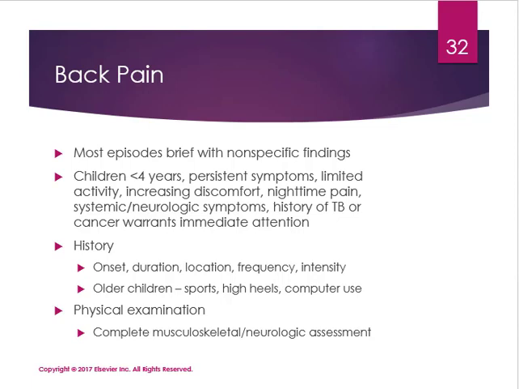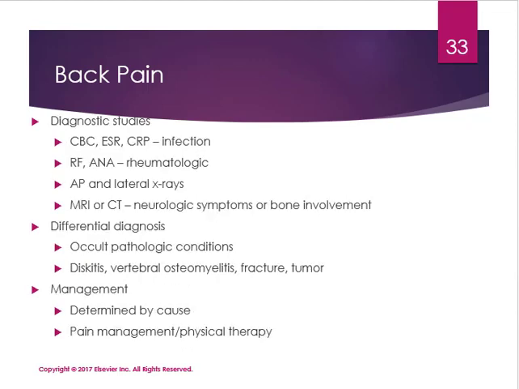In older kids, you also need to assess their involvement in sports, wearing high heels, and then computer use. Physical exams should include a complete musculoskeletal and neurological assessment with the child exposed enough for a good clinical exam. You need to inspect for any changes in the alignment of the back, any issues with range of motion during flexion, extension, and lateral bending. Palpation is important to reveal any areas of tenderness or a muscle spasm. And then also you want to palpate the top of the iliac crest to assess for leg lengths. And then also including a careful neurological exam.